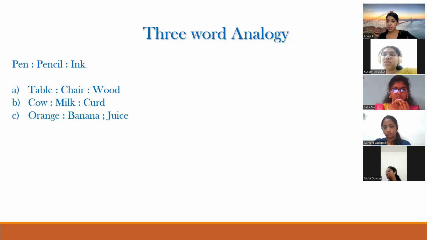The only option left after that is option C. So orange, banana, and juice. Again, orange, directly you can get the juice. Again, it's a direct relationship. You just squeeze orange, you get juice. But you squeeze banana, you will get banana paste, but not banana juice. So the second and third word in option C does not have a direct relationship, whereas the first and third has the direct relationship.